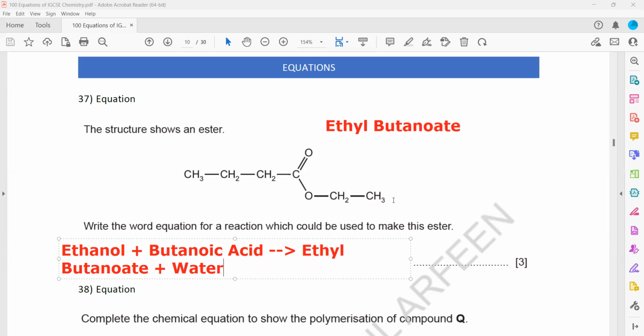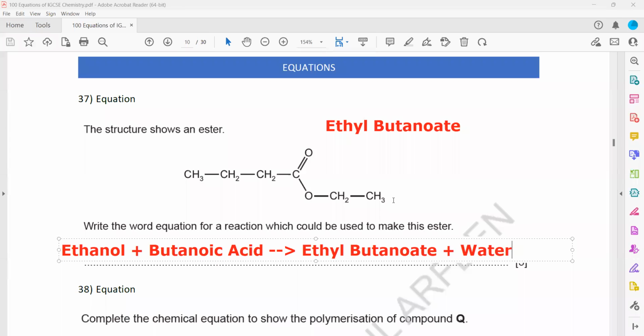And remember the condition, usually this is a reversible reaction, the formation of ester. And as the condition, concentrated sulfuric acid is used as a catalyst.